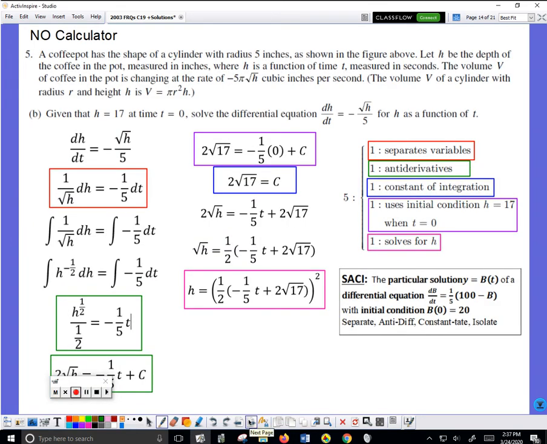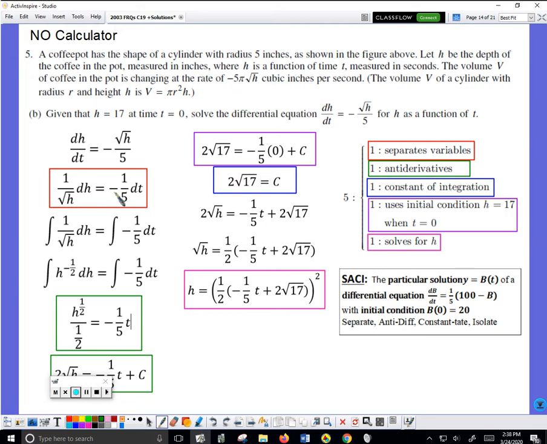I'm going to use the SASSY method because I am solving a differential equation. So I have to separate first. What I did is I wrote down the differential equation here. To separate, we multiply both sides by dt. So the dt ends up over here. But we also have to move the root h to the left side of the equation. So I multiply both sides by 1 over root h. That gets me to here.